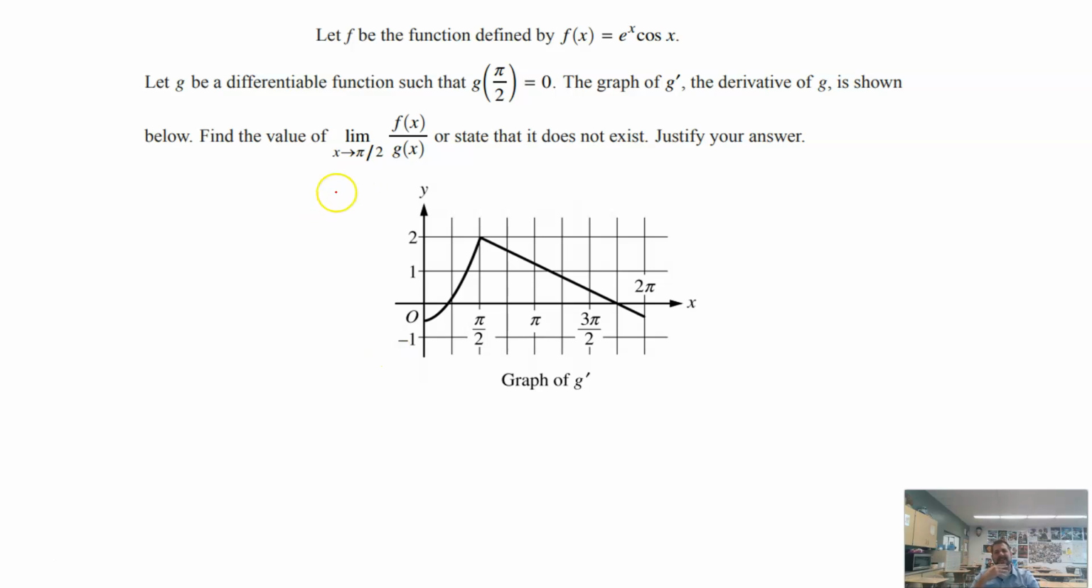Then we look at letter D. Letter D says, we've got the differentiable function g, where g of pi halves is equal to 0. We want to find the limit as x goes to pi halves of f of x over g of x, or state that it does not exist.